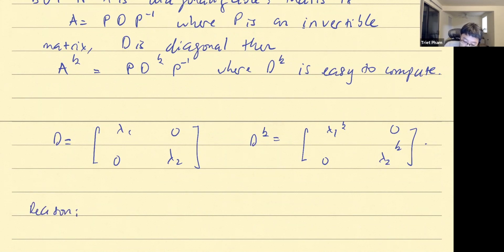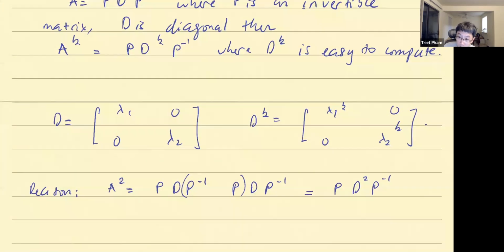The reason is because the P and P inverse just cancel each other out when you multiply them together. For example, when you do A squared, that means P D P inverse times P D P inverse. And matrix multiplication is not commutative, but it is associative, so you can combine these two. P inverse P is identity, so you get exactly P D squared P inverse. And once you have this, then you're on a roll.